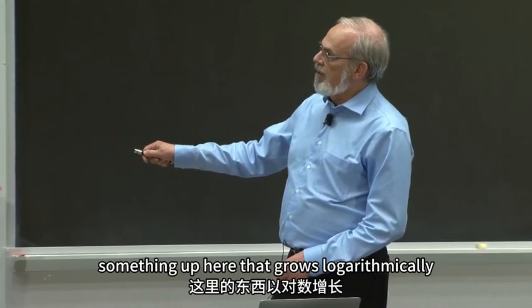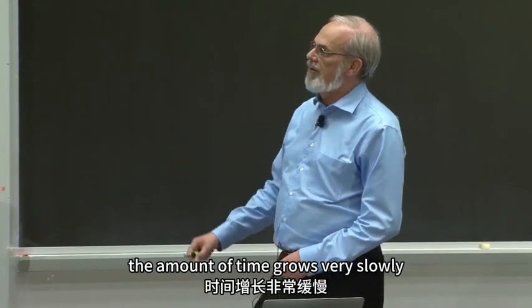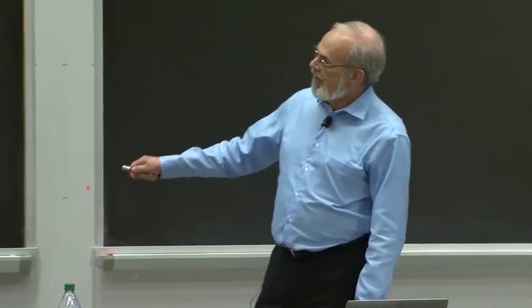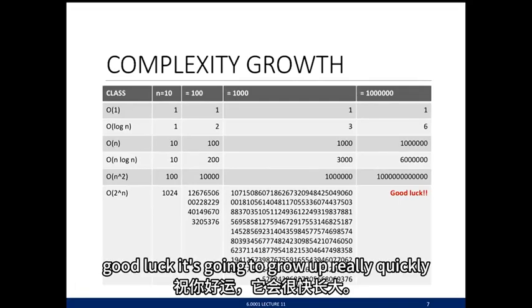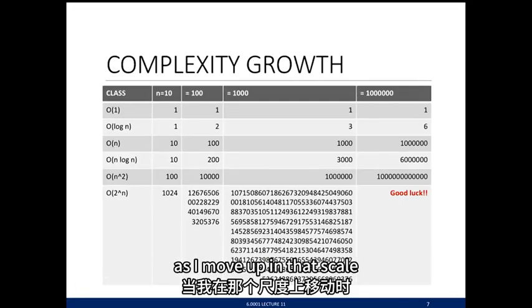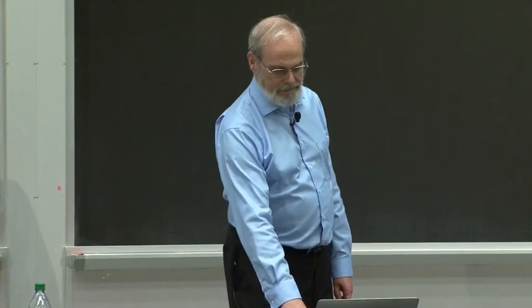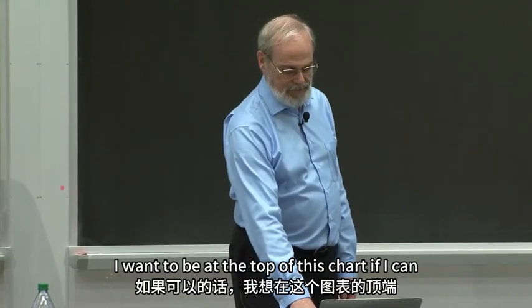Something up here that grows logarithmically, the amount of time grows very slowly as I increase the input. Down here, well, like it says, good luck. It's going to grow up really quickly as I move up in that scale. I want to be at the top of this chart if I can.